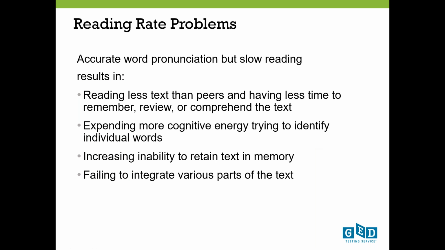So here are some things that we have. We have students who can pronounce words, but they're slow reading. That means they read less text than their peers. They have less time to review and comprehend the text. They expend an awful lot of cognitive energy, sometimes just trying to identify individual words. That results in an increasing inability to retain the text in memory. That's why the regression, I have to go back and look at what I was doing. And as a result, the text becomes very disjointed, so they can't integrate various parts of the text.